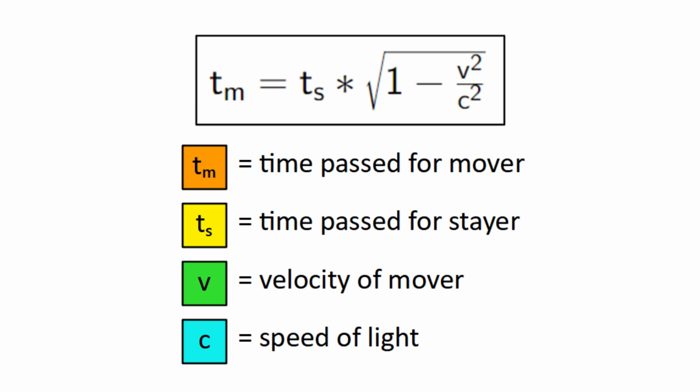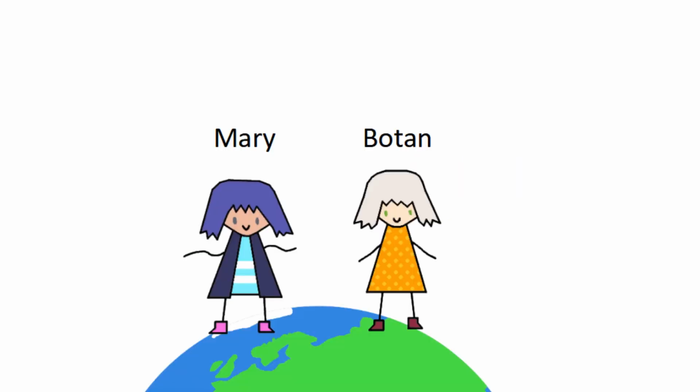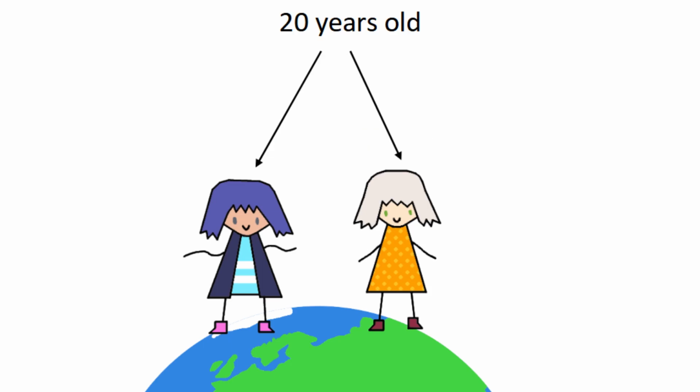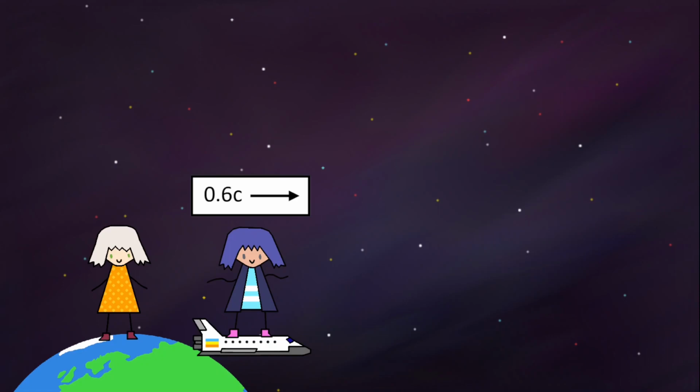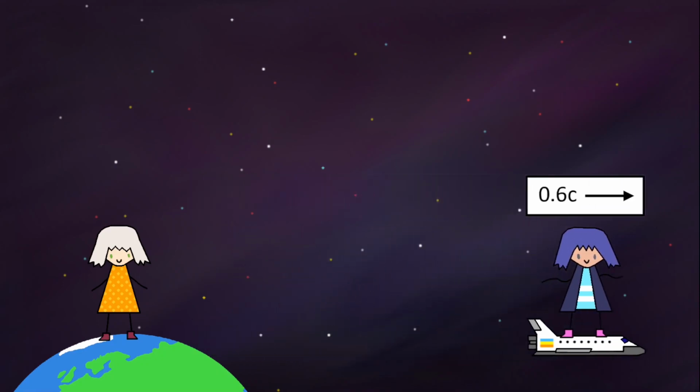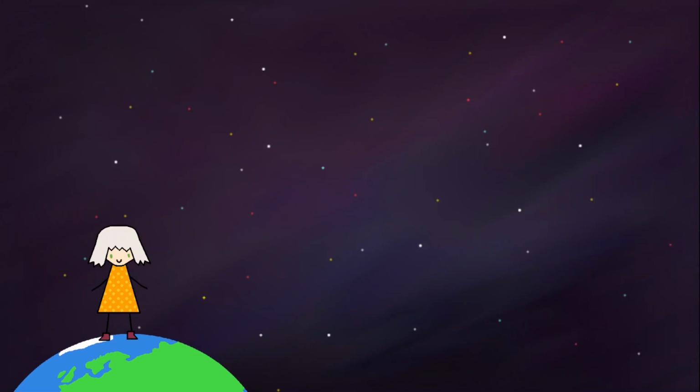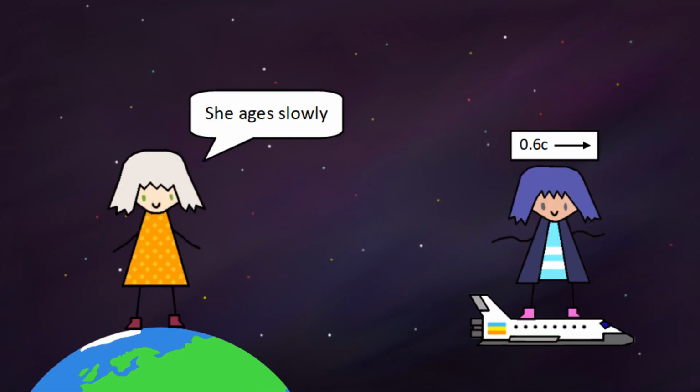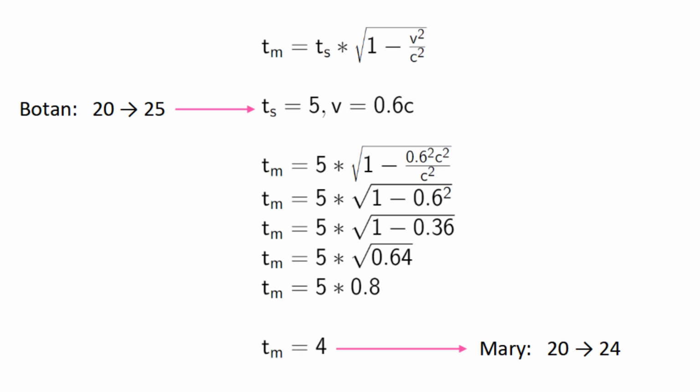So here's what happened. We came up with a hypothetical scenario involving two observers, Mary and Botan. They start off on Earth at the same age of exactly 20. Botan remains on Earth, but Mary takes off in a spaceship, traveling at 0.6C. Time dilation tells us that Mary ages slower because she's moving, and using the formula, we find that when Botan is 25, Mary will only be 24.